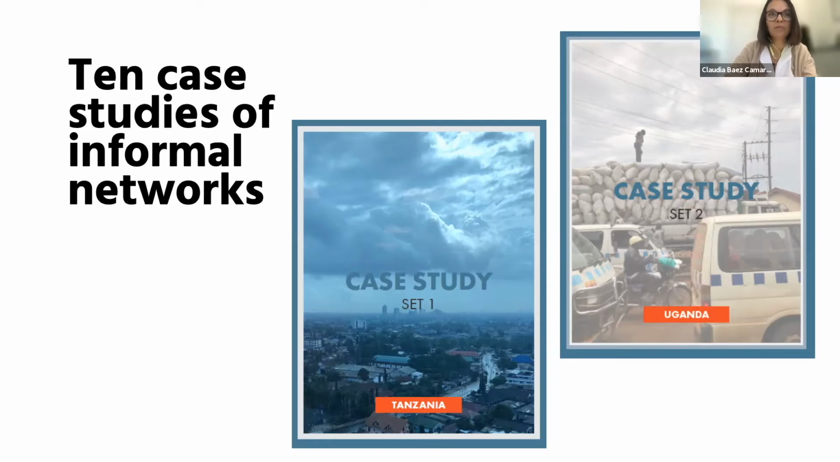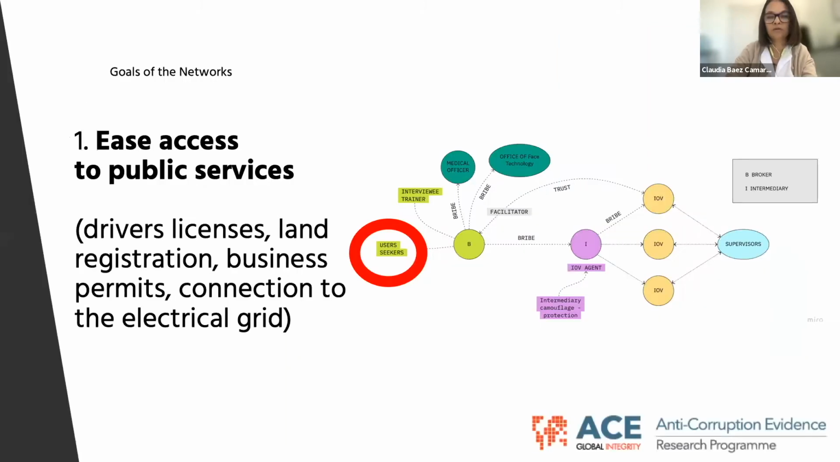So let me start with this last point and talk about what the goals of these informal networks that we've mapped are. The first one is to access public services. Why? Because often obtaining public services is a cumbersome, time-consuming and frustrating endeavor. And this can apply to things like getting a driver's license, obtaining a land deed, business permits, even connecting to the electrical grid.